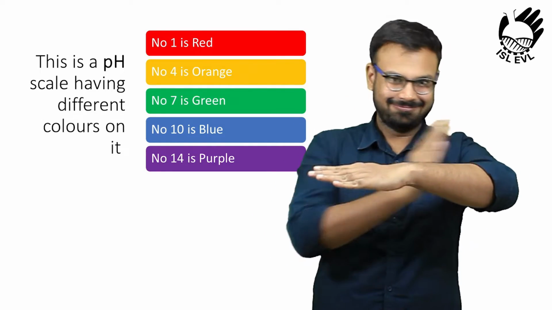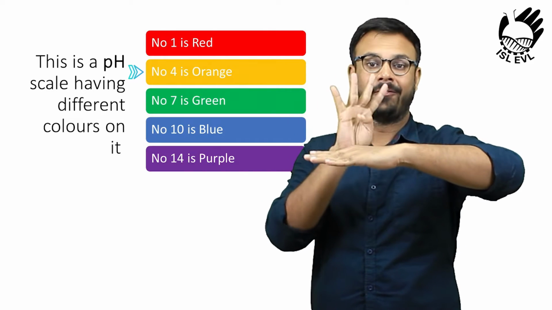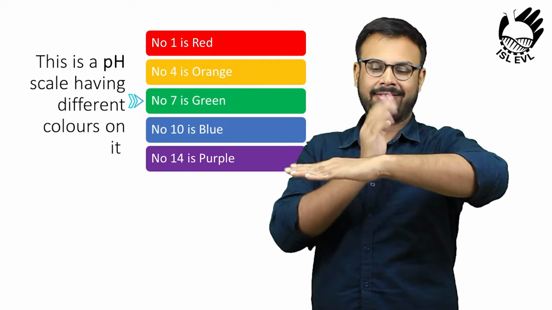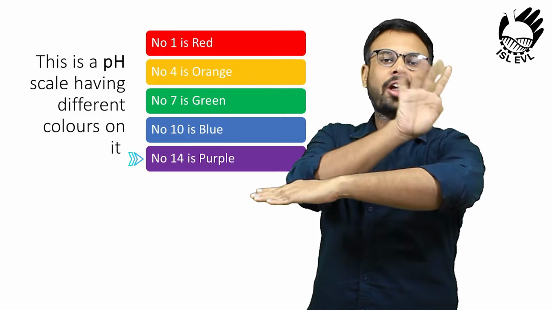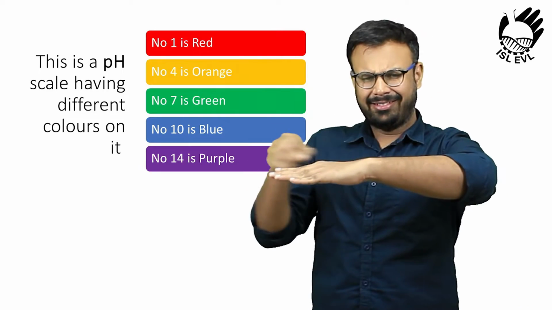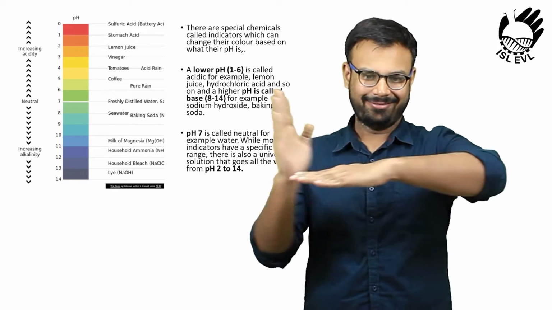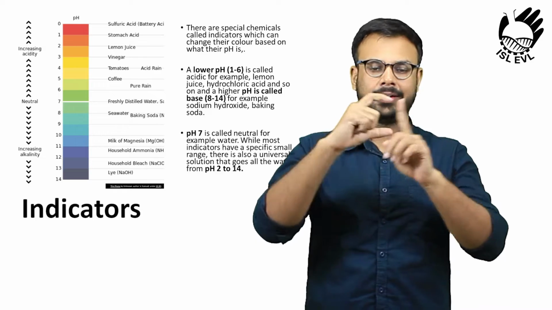As we can see, this is a pH scale having different colors on it. Number 1 is red. Number 4 is orange. Number 7 is green. Number 10 is blue. Number 14 is purple or violet.